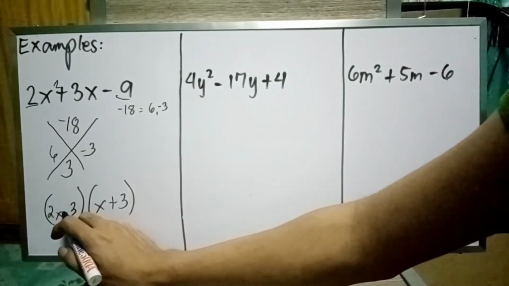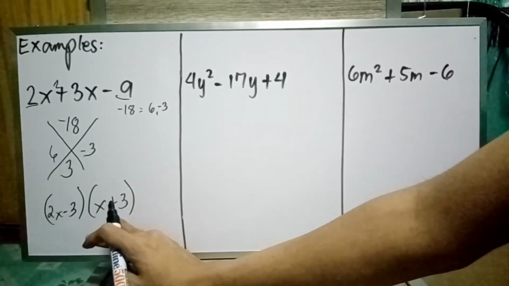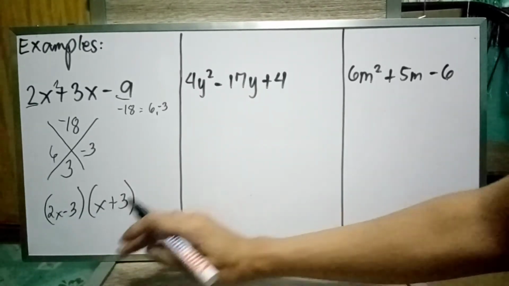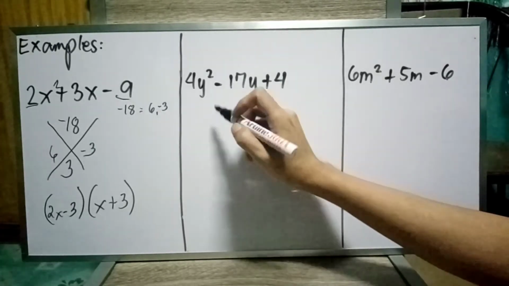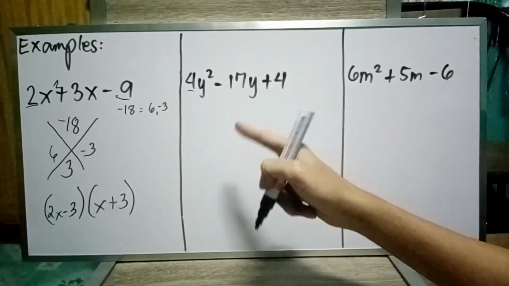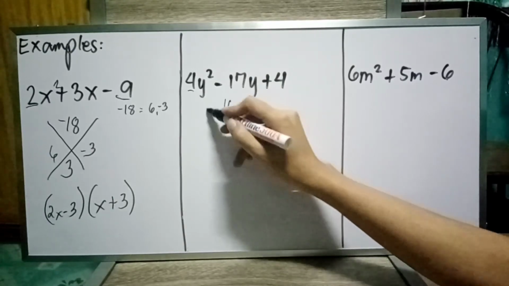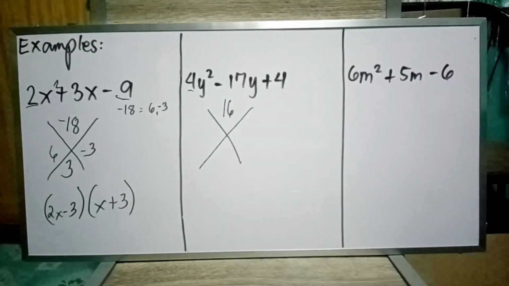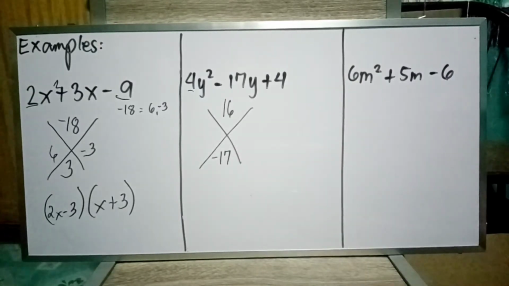So answer now is 2x minus 3 quantity multiplied by x plus 3. Okay, next we have 4y squared minus 18y plus 4. So multiply the coefficient of y squared and your constant, that is 16. So we're looking for the factor of 16 that will give you the sum of negative 17.